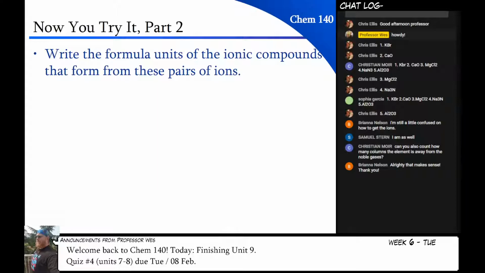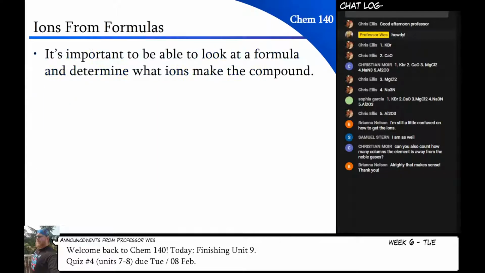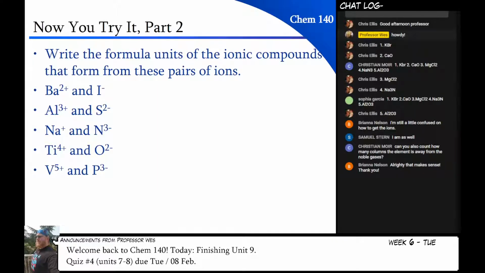All right, for more practice in balancing charges here, I want to give you these. So I'm going to give you 3 more minutes or so to try and make ionic compounds out of these ions. And we'll go over that answer when I come back in just a minute.